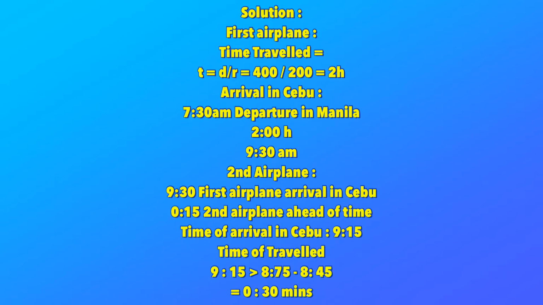Then the time of arrival in Cebu of the second airplane must be 9 hours and 15 minutes in the morning. So for the travel time, we're going to subtract. 9:15 now becomes 8 hours and 75 minutes. Then we are going to subtract 8 hours and 45 minutes. So 8:75 minus 8:45, we have 30 minutes, the travel time of the second airplane.